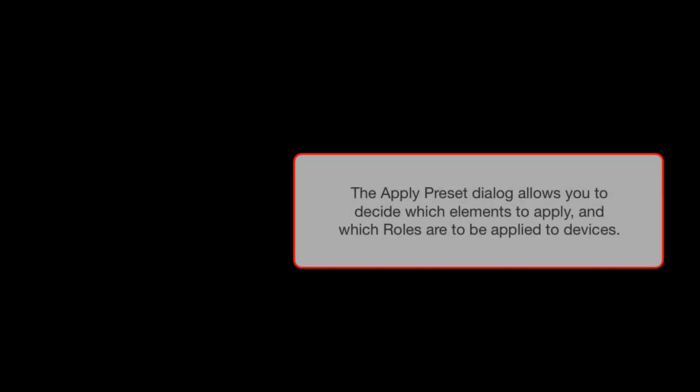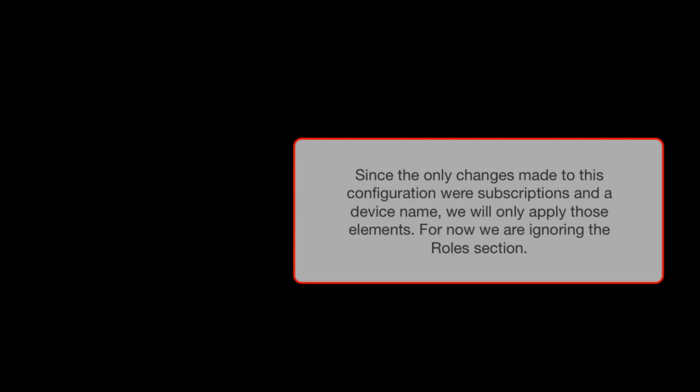The Apply Preset dialog allows you to decide which elements to apply and which roles are to be applied to devices. We can select to apply all, some, or none of the elements of our original configuration. Since the only changes made to this configuration were subscriptions and a device name, we'll only apply those elements. For now, we are ignoring the roles section.